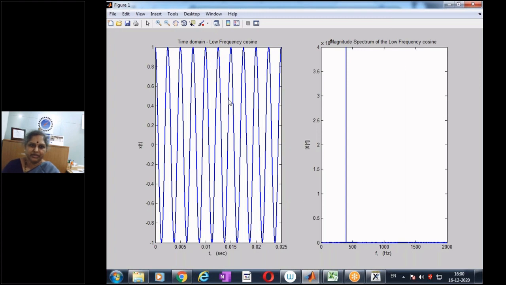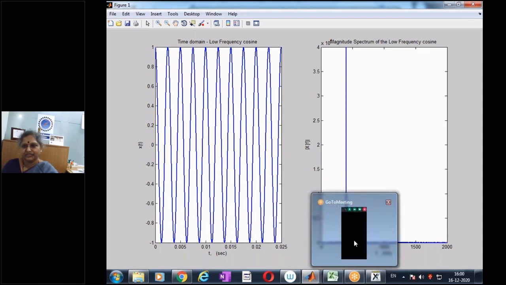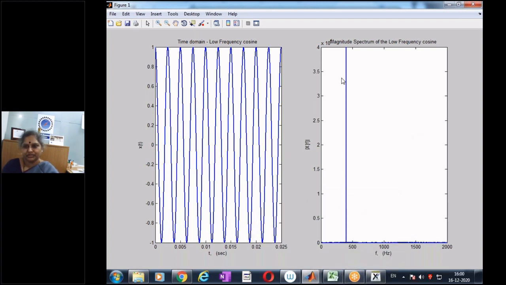So first, we are trying to plot the time domain signal and the corresponding spectrum. In the time domain, it's a cosine wave of 400 hertz. As we know, it has a spectrum with a peak. I'm just plotting the spectrum for only half, not the complete spectrum, to avoid the symmetry. So we have a spectral component at 400 hertz.